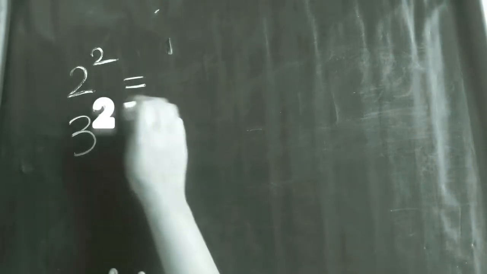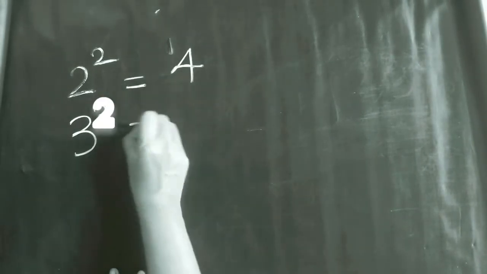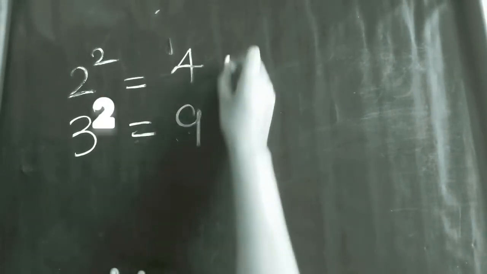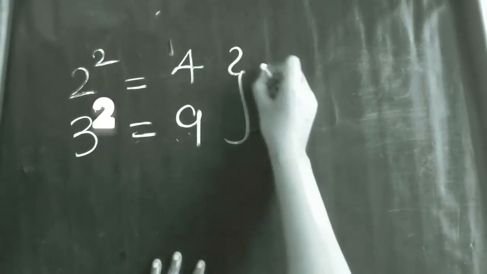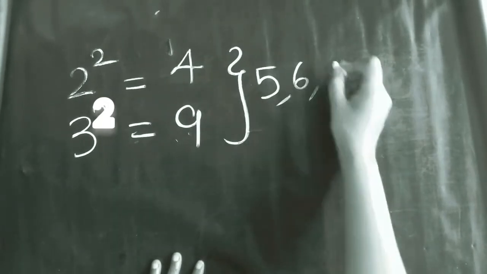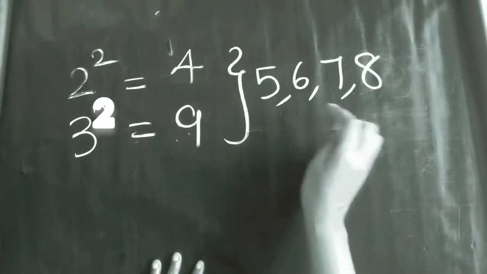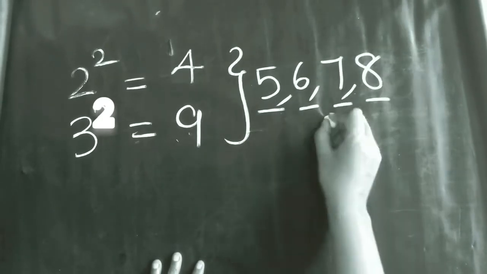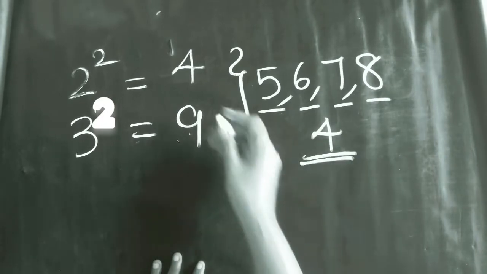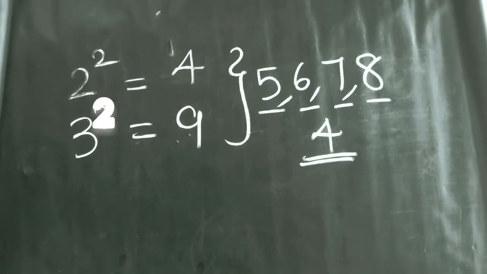Now let's try for 2 squared. So 2 squared is 4, 3 squared is 9. Between these square numbers, we have 5, 6, 7, 8. Those are non-square numbers. We have 1, 2, 3, 4. So 4 non-square numbers between 4 and 9.